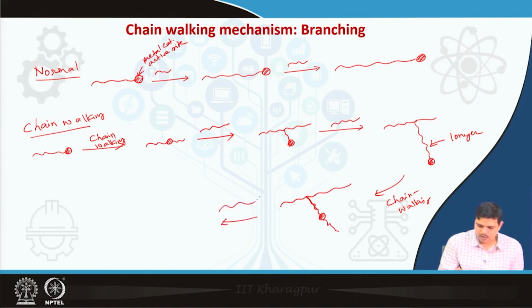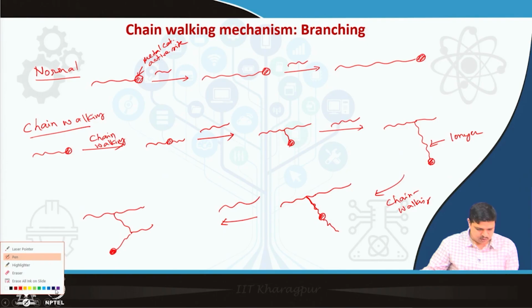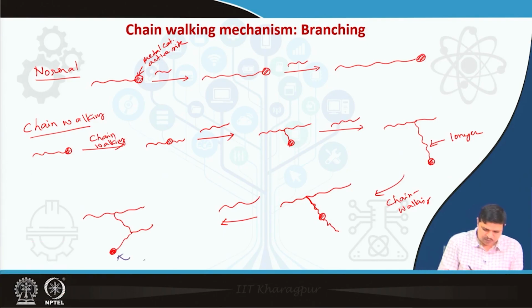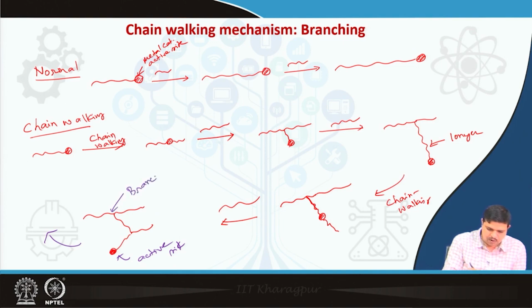Now again, what will happen? Now you will see that this is now my active site. Okay, so this is now my active site. Similarly, it will go again, the chain walking, and you will see basically the branching here, branching here, branching. Okay, you will see.